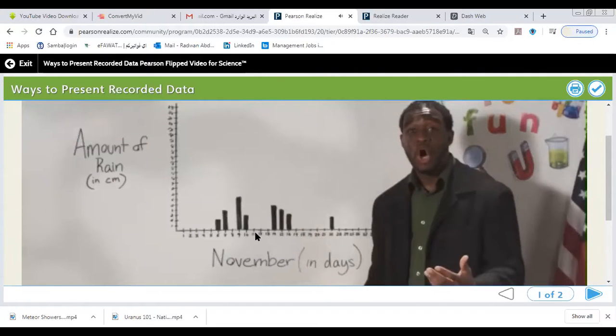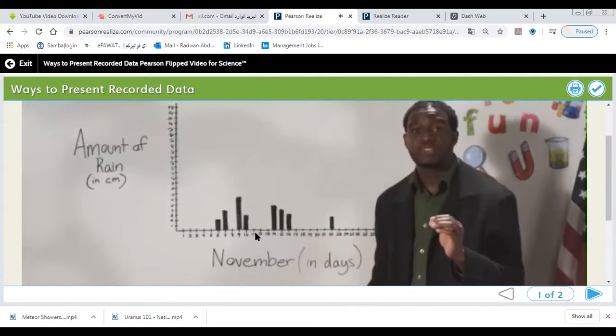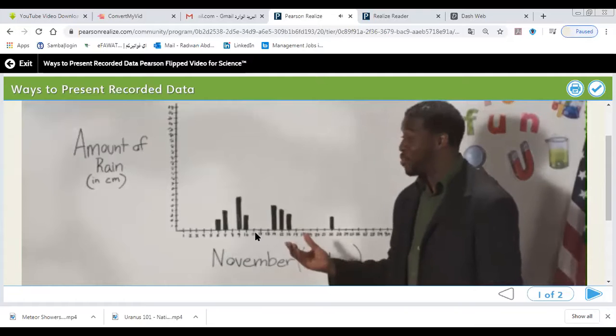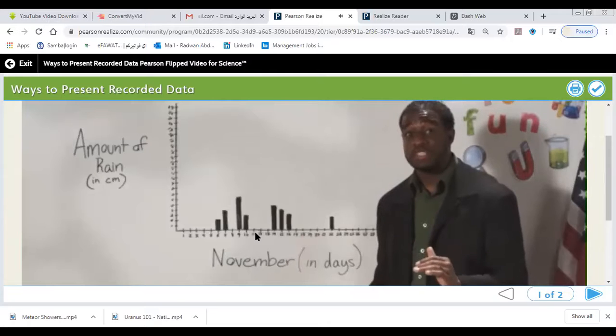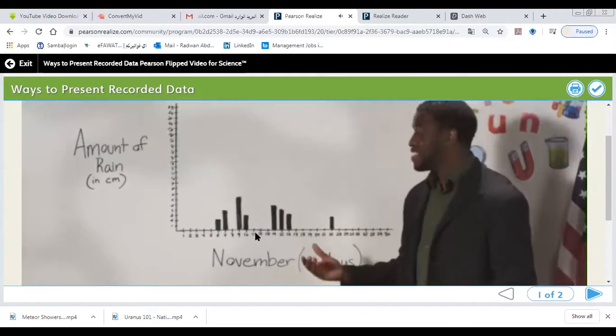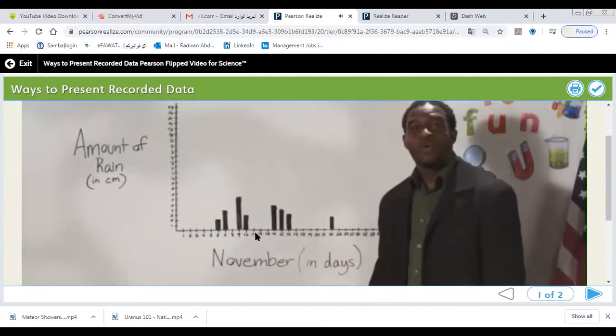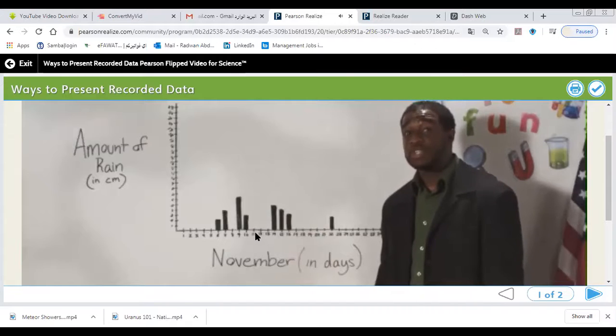For example, on which day did we receive the most amount of rain? November the 9th, with 6.5 centimeters. How many days in November did not receive enough precipitation to record? That's easy, 22 days. What is the average amount of precipitation we received per day in the month of November?